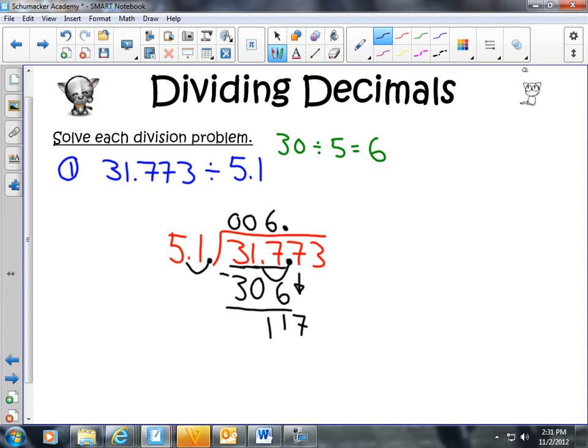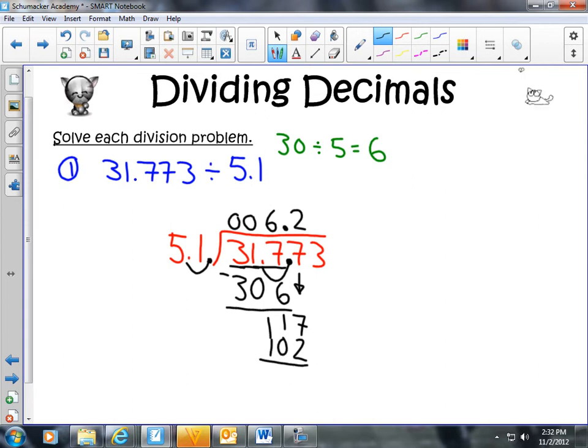Okay, so can I divide 117 by 51? And yes, I can. Well, if I double 50, I get 100, so I should be able to double this and be fine. So I'm going to put a 2 here. And so I have 2 times 1 is 2, and 2 times 5 is 10. So I'm going to have 102.